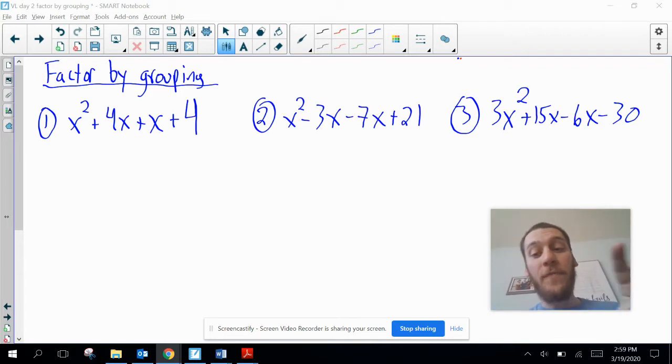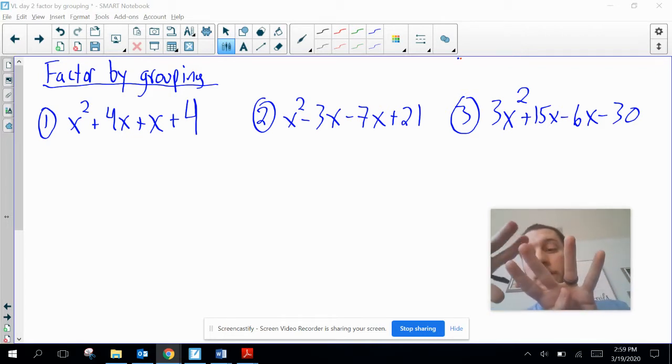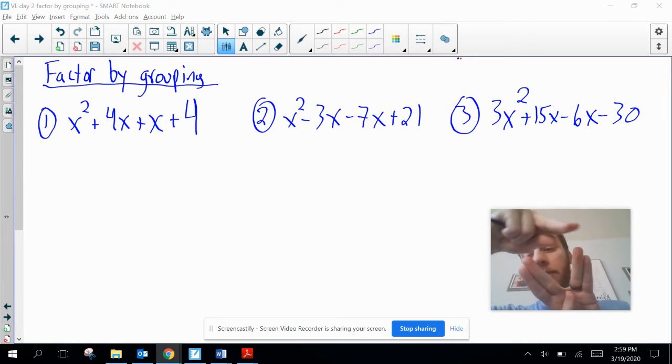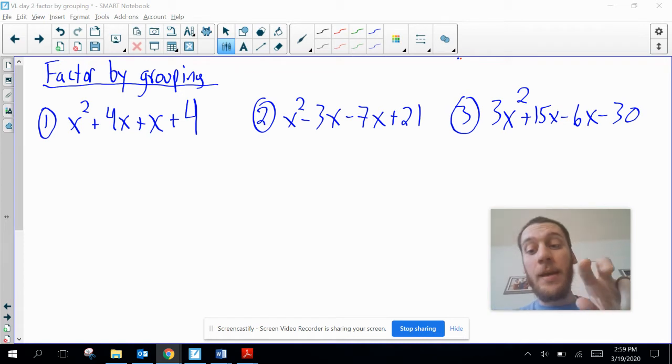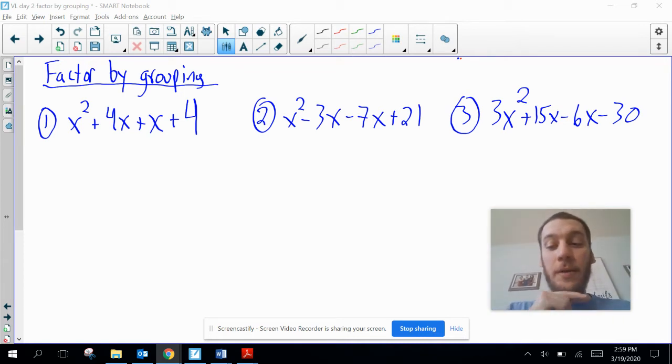First thing you gotta do, factoring by grouping. We got 4 terms. We're going to group the first two, pull a GCF from here, pull a GCF from here. The answer is going to be the GCF that they share, and then what's left over. You'll see what I mean.